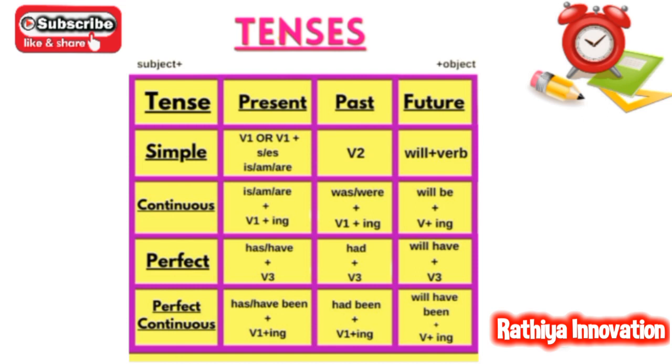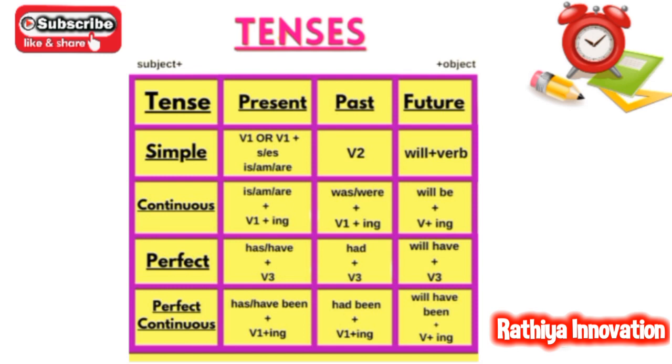Then move on to simple past tense. It is used to talk about completed actions in the past. The construction of simple past is subject plus V2 plus object. Then move on to past continuous tense. It is also used to describe ongoing actions in the past. The construction of past continuous tense is subject plus was or were plus verb 1 plus ing.